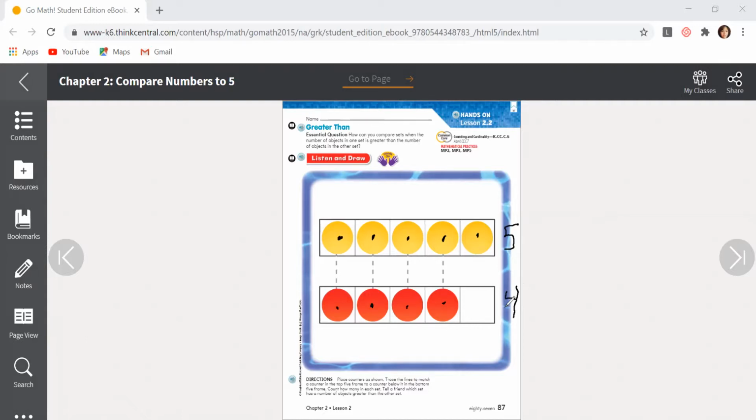Now that we know how many are in each set, which of these sets is greater or is bigger? I know there's 5 on the top and 4 on the bottom. But remember that to compare, we need to pair them or connect them. We're going to match and make groups of 2. So I'm going to make my line from the yellow one to the red one. We're matching.